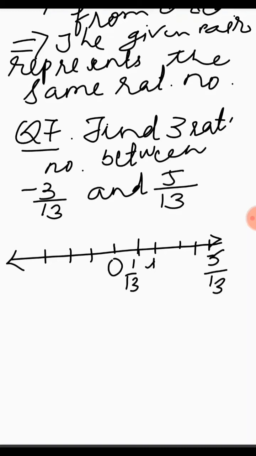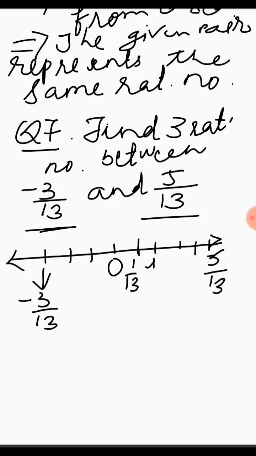Okay, now on the left side of 0 you have negative integers, so this is what? Minus 1 by 13, minus 2 by 13, and this is minus 3 by 13. Now the question is, you have to find three rational numbers between this and this. So you can see, children, one point to be noted here, that there are infinite rational numbers between any two rational numbers.